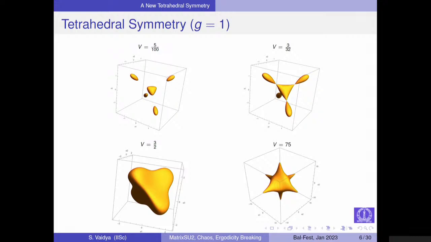So I've plotted equipotential surfaces. If the potential is very small, 0.05, then the equipotential surface is actually made up of 4 disconnected blobs, and you can see the tetrahedral symmetry quite obviously. At a critical value, 3 by 32, the blobs connect up. So this critical value is actually the saddle point of the potential. And then you push it further, the blob just grows, and this is sort of a generic picture at some very high value of the energy. But in any case, this is to show you what the tetrahedral symmetry looks like.